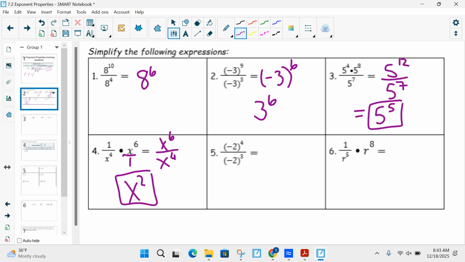How did we get that over top? Okay, you know how we have a fraction times a whole number, like not a fraction? You could put the whole number over 1 to make it a fraction, and then you multiply across. Multiply the numerators together, multiply the denominators together, and then you can subtract the exponents. Okay. You want to try number 5? What would number 5 be?